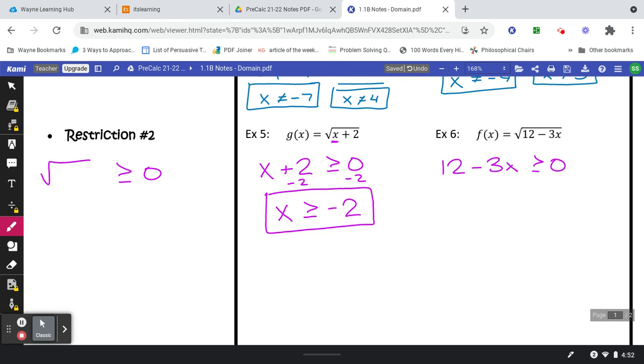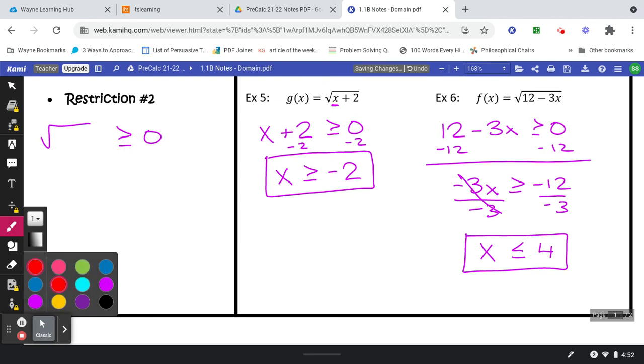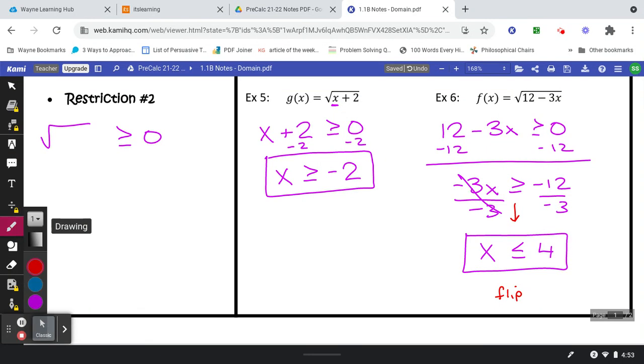Same thing here. You're going to use greater than or equal to 0. So you're pretty much just matching the restriction, the symbol, with the correct situation. So anytime you see a square root bar, you're going to be using the greater than or equal to. Subtract 12. Divide by -3. Remember, when you divide by a -3, you are going to need to flip your inequality.